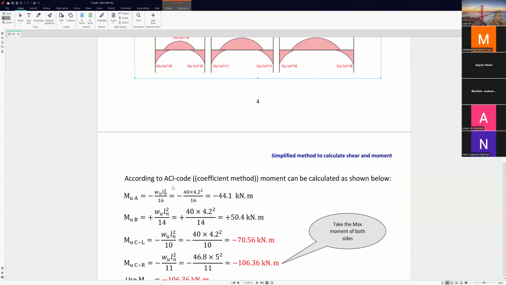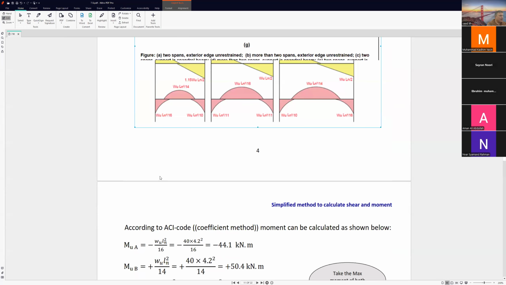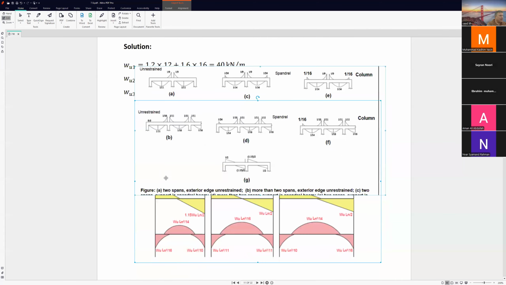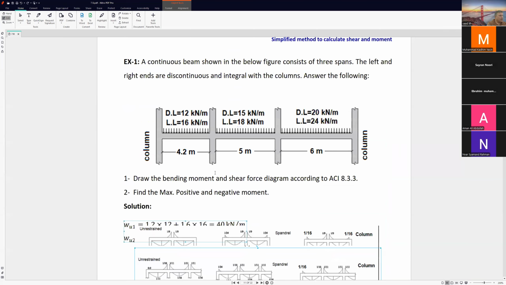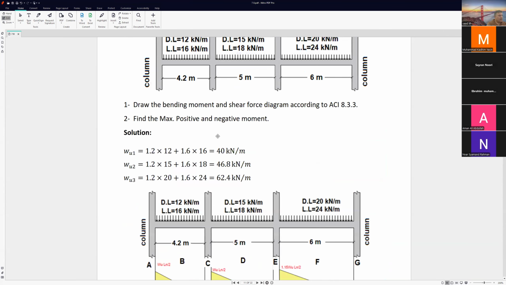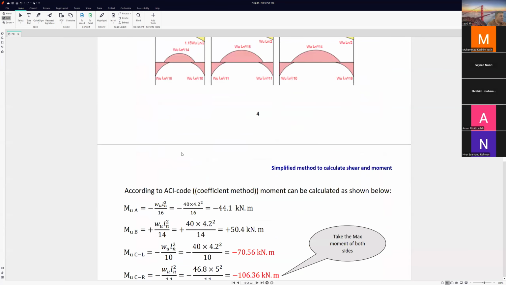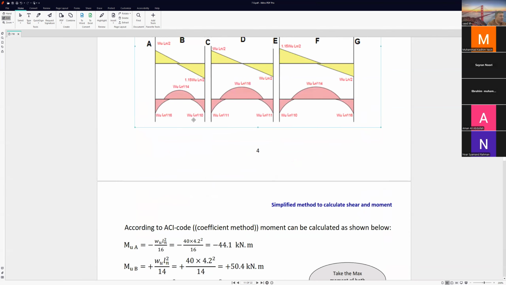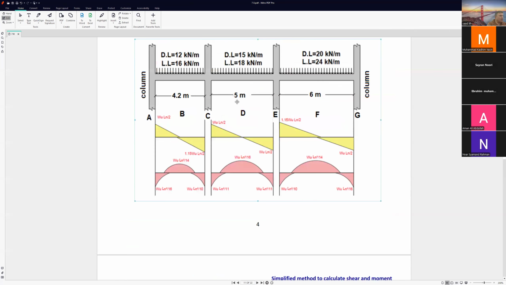Now, according to the ACI coefficient method, moment can be calculated as shown in the figure. Mu, which is WU Ln squared over 16, here it is negative. Then we have Mu at B. Here we have A, B. At B we have WL squared over 14, which is positive. Then we have at C. Here we have 4.25.